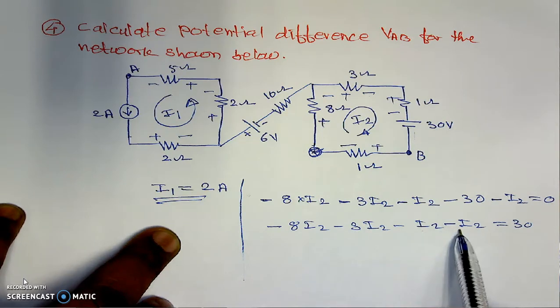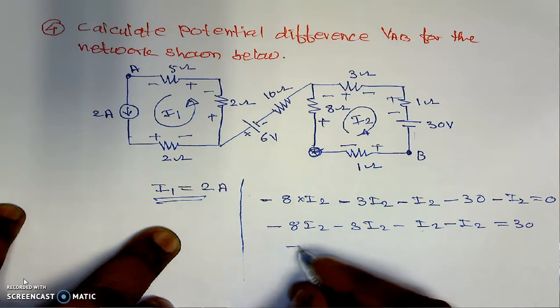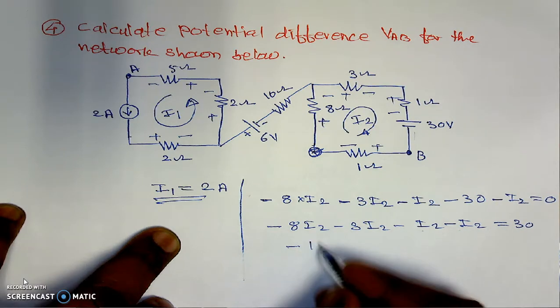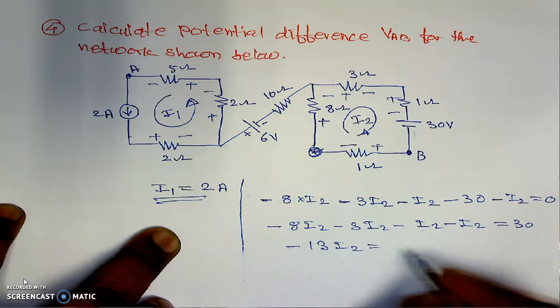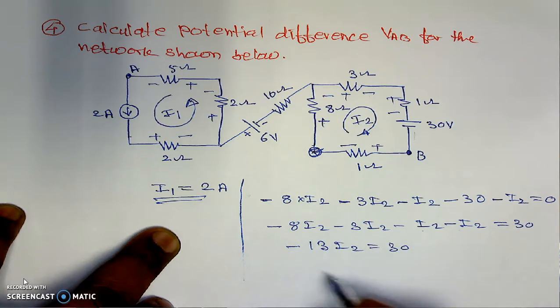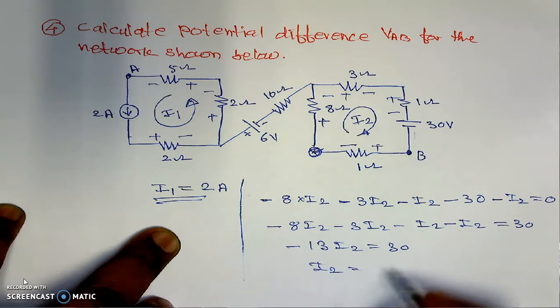this is 12 and this is 13. This is minus 13I2, which is equal to 30. And if we are calculating the value of the current I2, it is equal to minus 30 divided by 13.